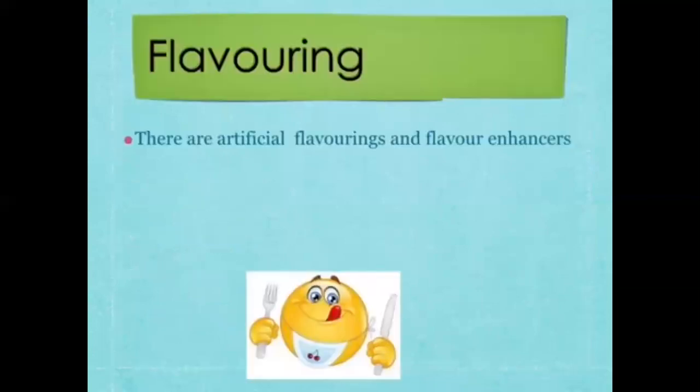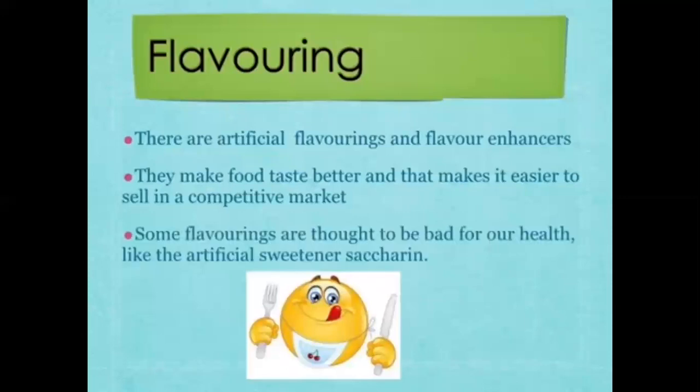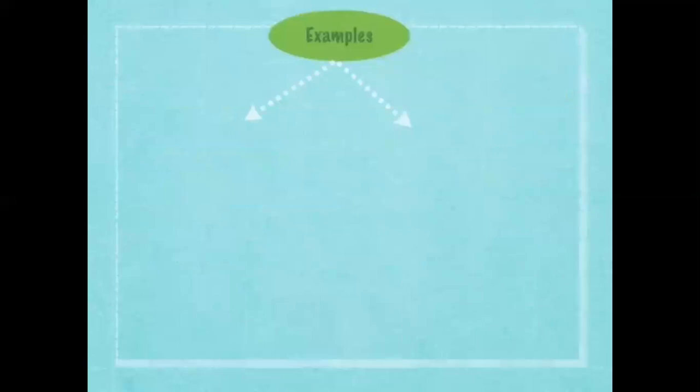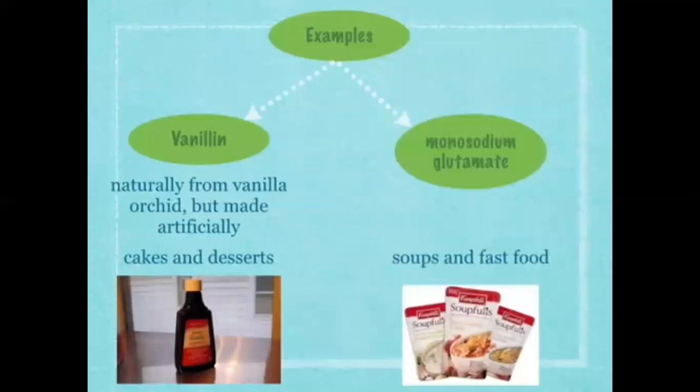There are artificial flavorings and flavor enhancers. They make food taste better, and that makes it easier to sell in a competitive market. Some flavorings are thought to be bad for our health, like the artificial sweetener saccharin. Two examples that we will come across are vanillin, which you naturally find from the vanilla orchid, but it can be made artificially, and this is what's added to cakes and desserts. And monosodium glutamate, which is added to soups and fast food.